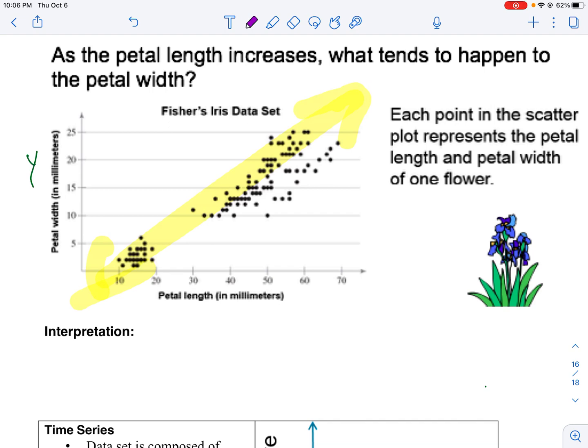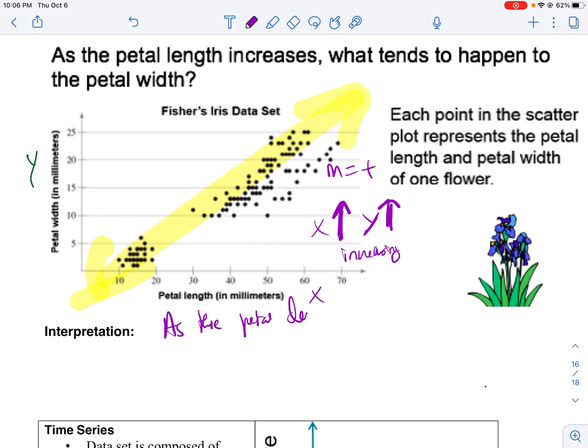What type of relationship exists between petal length and petal width? It says each point in the scatter plot represents the petal length and petal width of one flower. So what's the relationship? If this is X and this is Y, as X goes up, what does Y do? Y is also going up. So this is an increasing relationship. Your slope is definitely positive. So as the petal length increases, the petal width tends to increase as well.